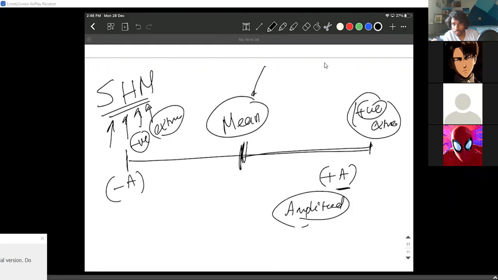Again, some doubt? Even then it can be oscillatory rather than SHM. What, I don't understand. So if you have a doubt, please raise your hand and ask.